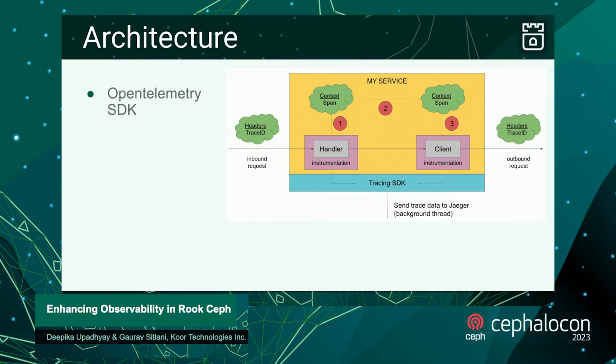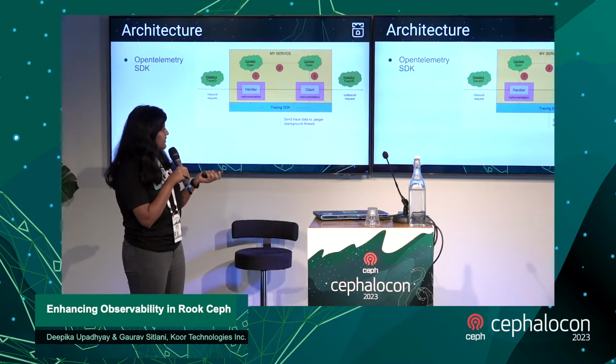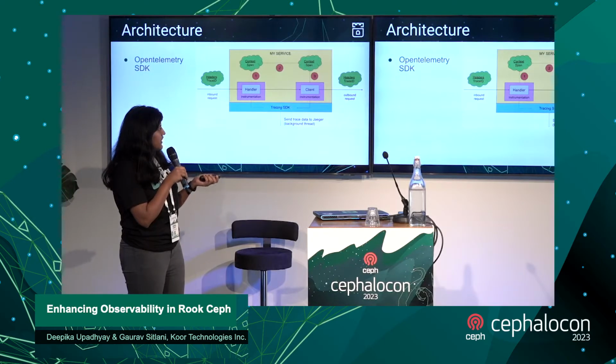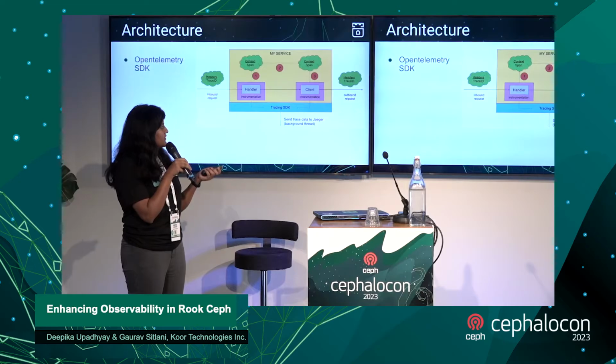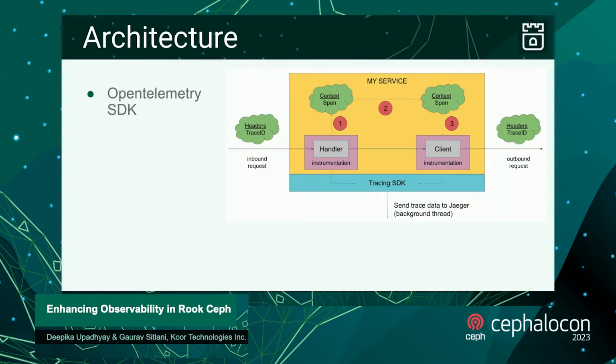So, as I said, there are headers with trace IDs, and then we have our code instrumentation, which adds the context to the span, and these are part of the tracing SDK. And once the tracing completes its whole operation, it sends the traces to the backend service, which will act on forming the traces, in our case, Jaeger.